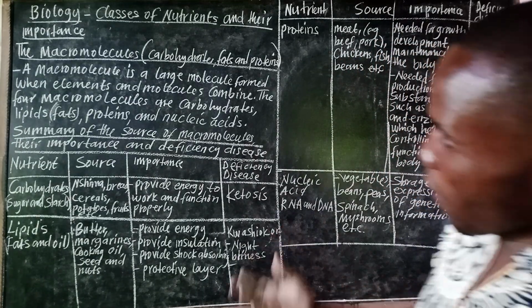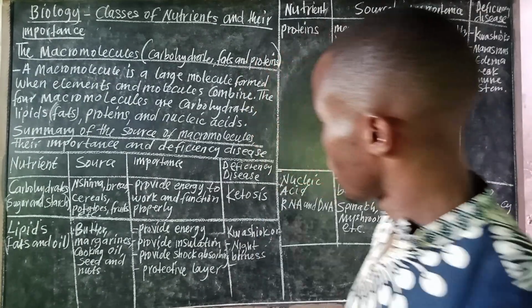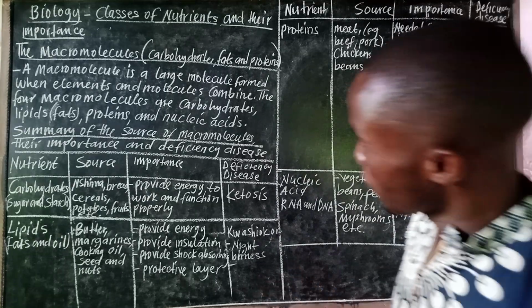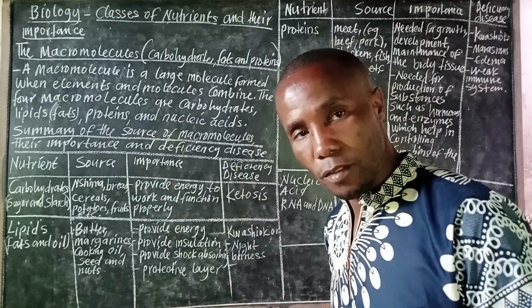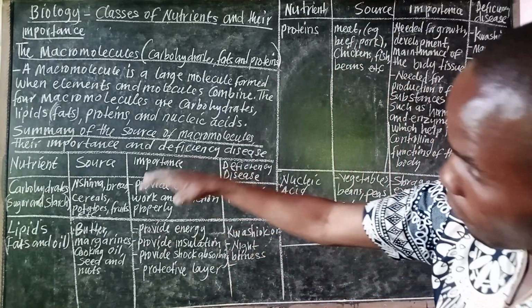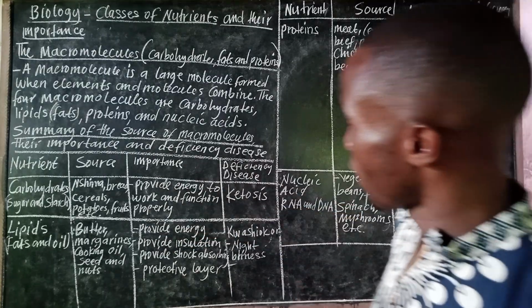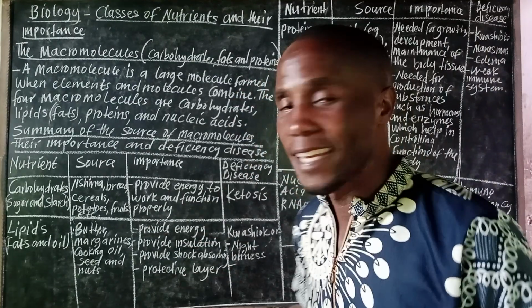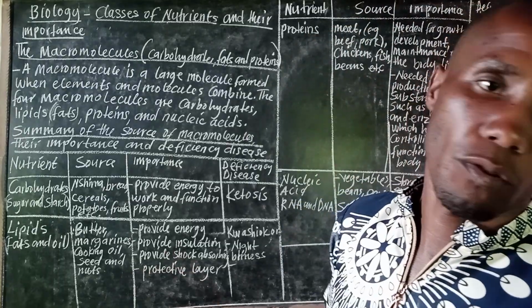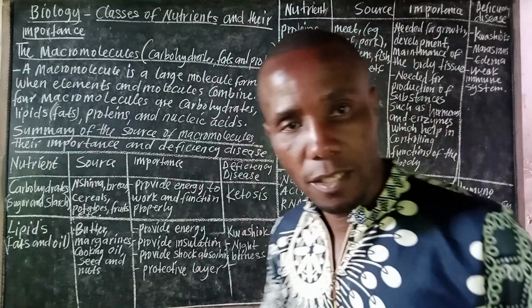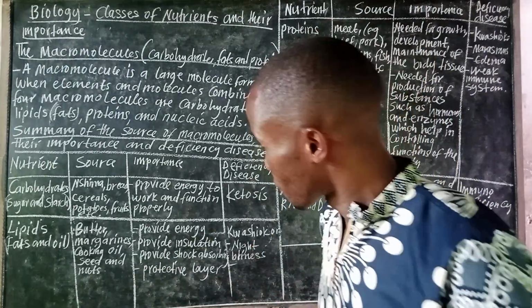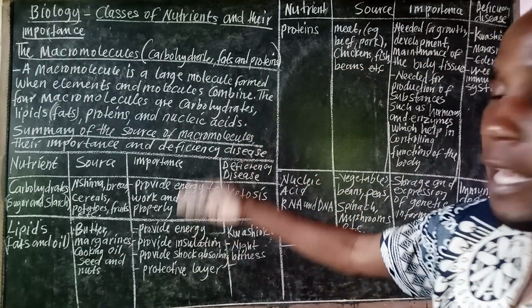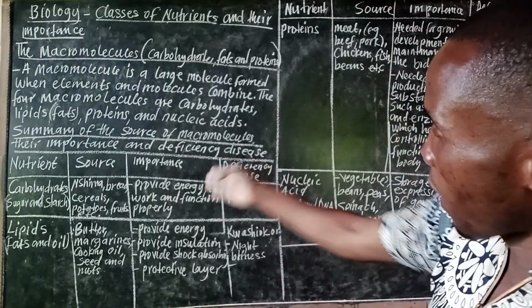Then we go to lipids. Lipids, there we are talking about fats and oil. Okay. So where can you source this from? Which type of food can you get lipids and fats? So we have butter, we have margarines, cooking oil, seed, and what? Nuts. So nuts, we can talk of ground nuts. There you can acquire fats and the oil. Okay. Butter is also there.